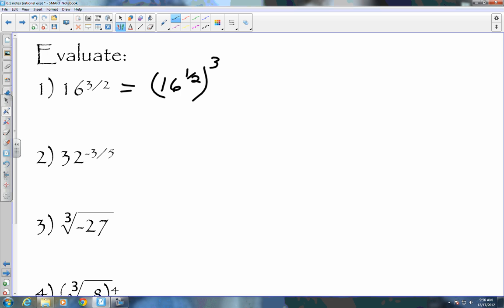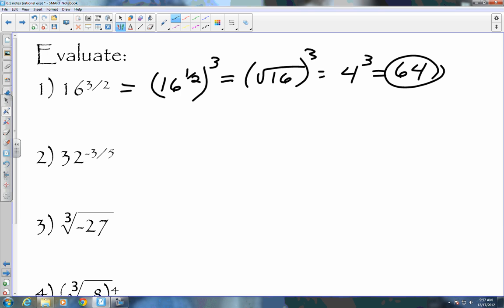And that's what I just did there. Okay? Now, I'm going to rewrite this in radical form because that's what you're used to looking at. So that's the same as the square root of 16 raised to the 3rd power. Well, do what's inside the parentheses first. What is the square root of 16? 4. So this is the same as 4 to the 3rd power. What is 4 to the 3rd? 64.